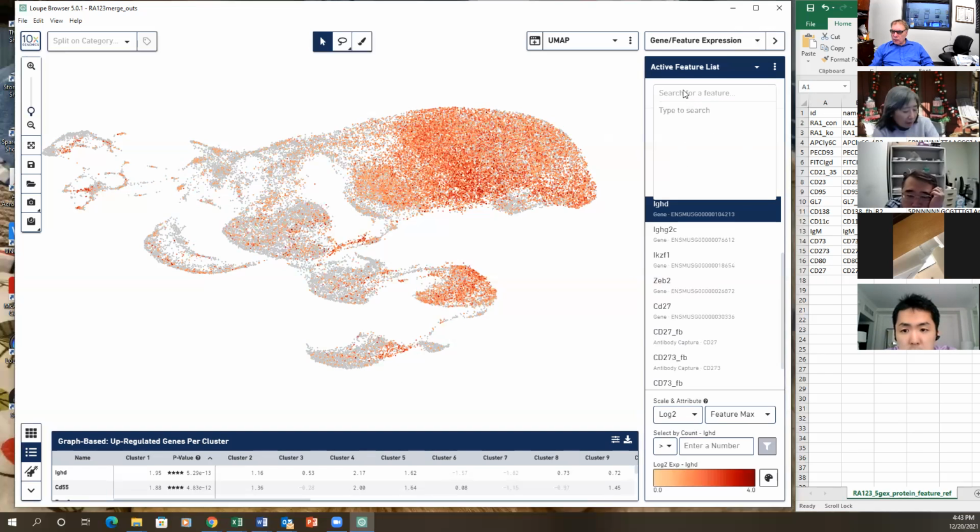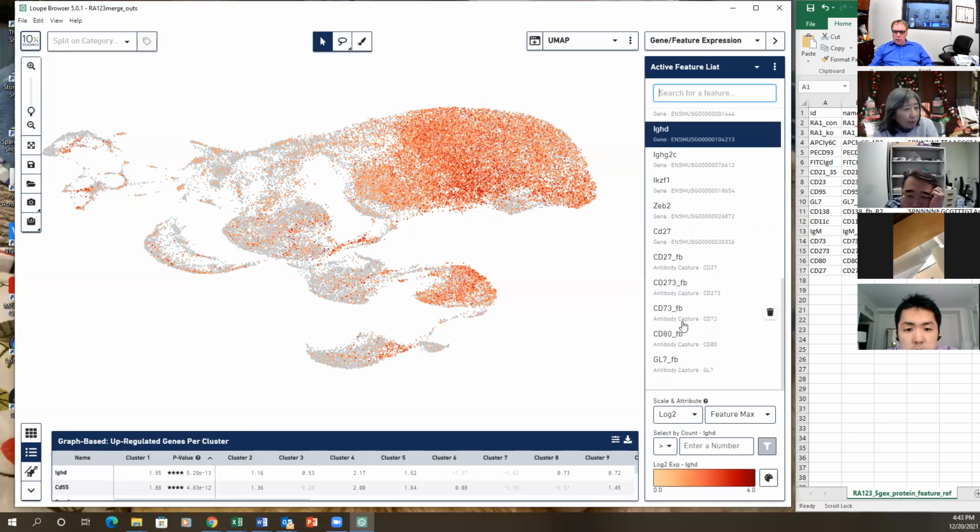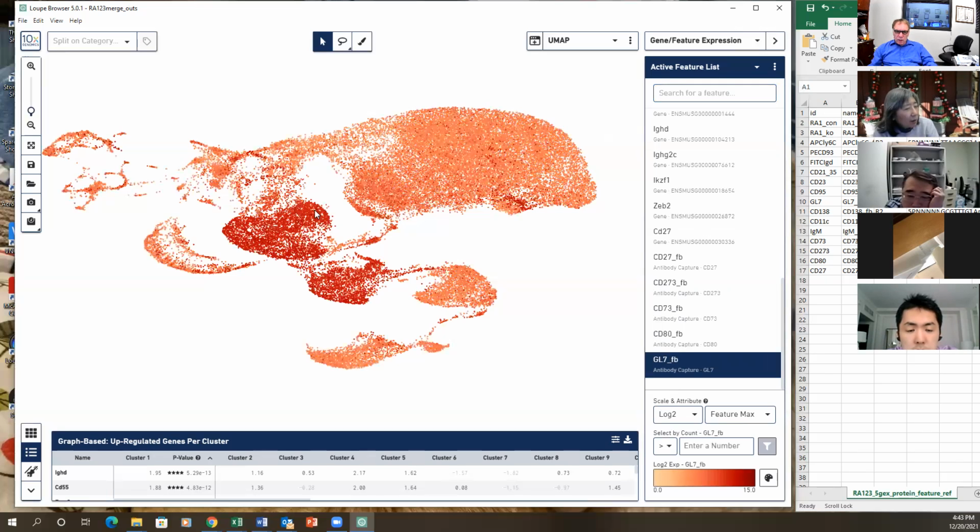Let's see, GL7. Now, this is IgD. The one you just showed is the gene. That's the IgD gene. See, the gene works better than the antibody. Oh, that's good. But here, even this area, slightly.